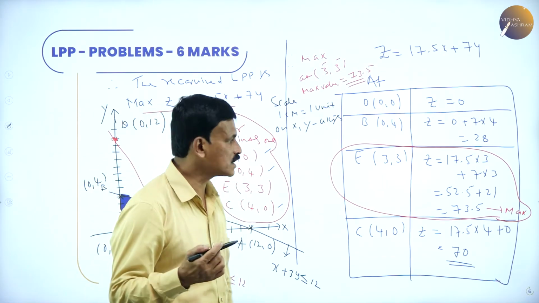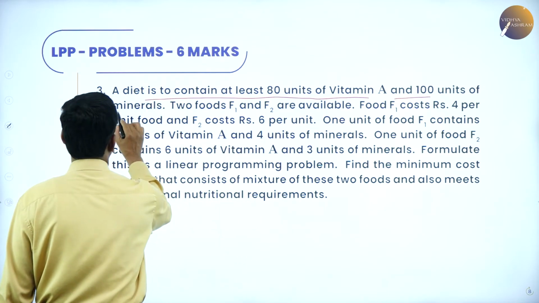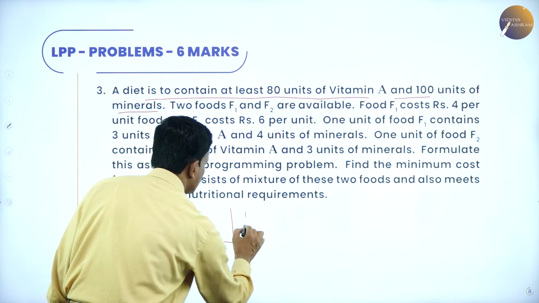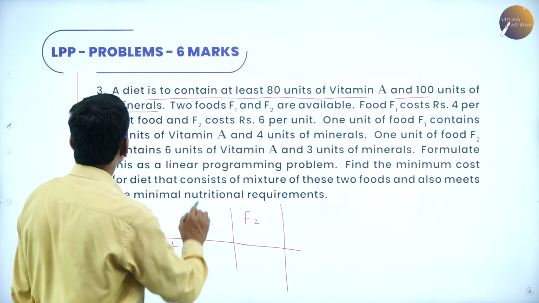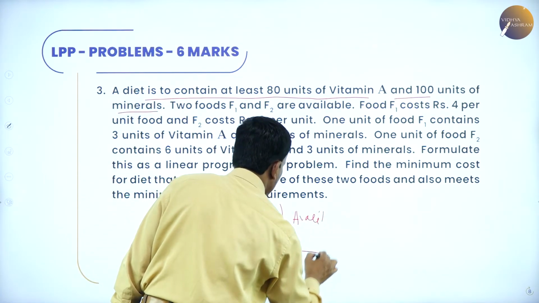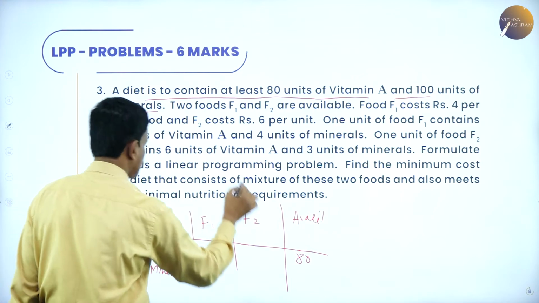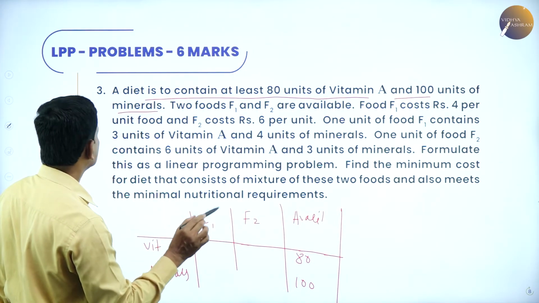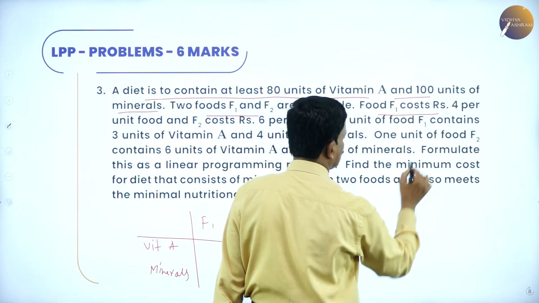Okay. Hope you followed. Now let us come to the next problem. A diet contains at least 80 units of vitamin A and 100 units of minerals. So let us write down. This is food F1 and vitamin A. This is vitamin A and minerals. The availability here is 80 units of vitamin A and 100 units of minerals. Now, the two foods F1 and F2 are available. F1 cost, what is the cost of F1?